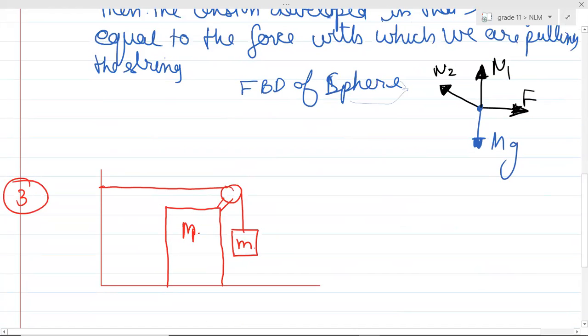So basically this whole question was just for this point. If you are pulling the string directly, then the tension in the string will be equal to the force with which you are pulling. Is this clear? Is this clear, guys? You understood this point, everyone? Yes, sir. Aman, Sania, did you understand this point? Yes, sir.